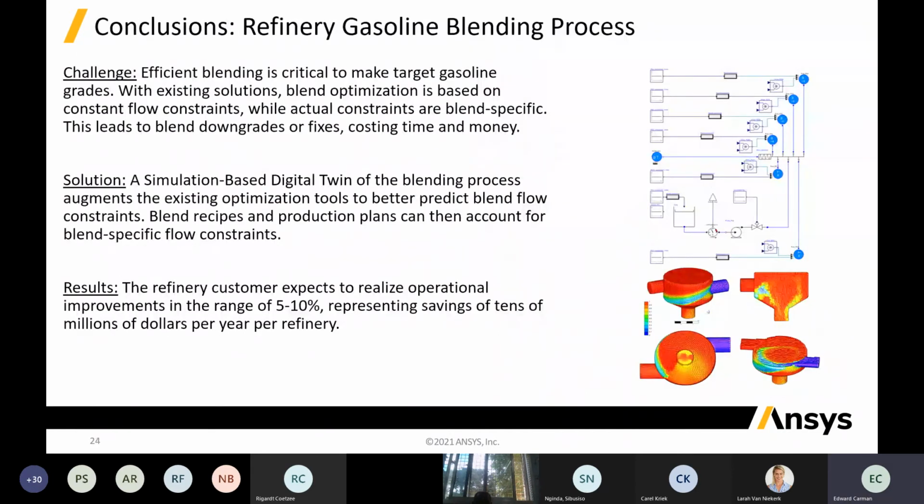So in summary, the challenge they were facing was that efficient blending needs to account for different gasoline grades, different mixes. The traditional tools can't necessarily account for that. And so by using simulation, we can account for specifics of the specific blend, confirm the limits, and as a result, reduce the amount of rework or reduce the amount of degradation for these blends.